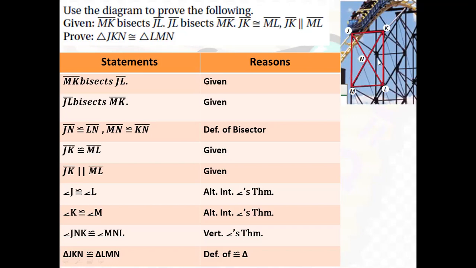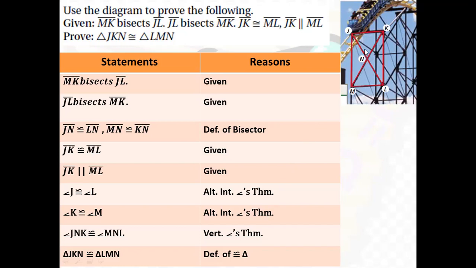We are only talking about these angles. We are not bothered about these other triangles, because we need to prove only these two triangles are congruent, only this up and down. So angle J is congruent to angle L. Why is that? Because of the alternate interior angles theorem. Alternate means opposite, interior means inside. So these two are inside opposite angles. Similarly, angle K is congruent to angle M. That is also because of the alternate interior angles theorem.